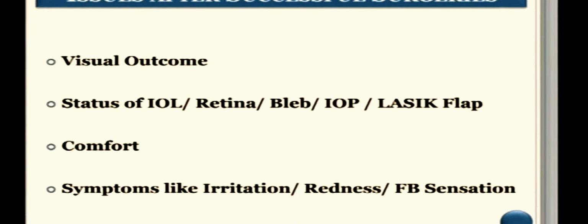But what happens is that some of the patients are not very happy. We may say that the results are very good, but the patients are uncomfortable. Why? Because they have the symptoms of irritation, redness, foreign body sensation, and these things are becoming very common these days. Earlier, the issue of getting 6/6 vision was the major criterion of a successful surgery. But now we want the patient to be happy, we want the patient to be comfortable, because the 6/6 issue is no more there. So what is the major factor that causes these symptoms?